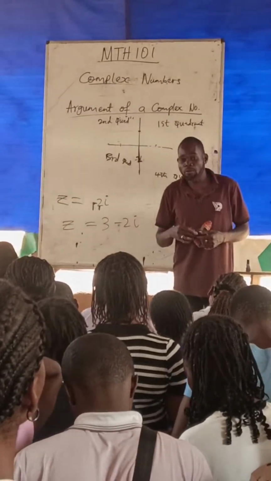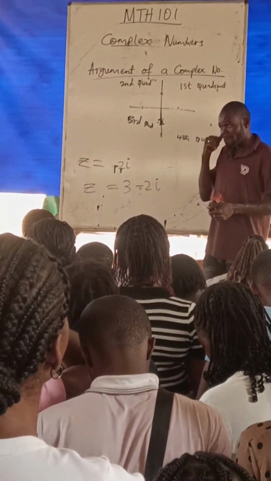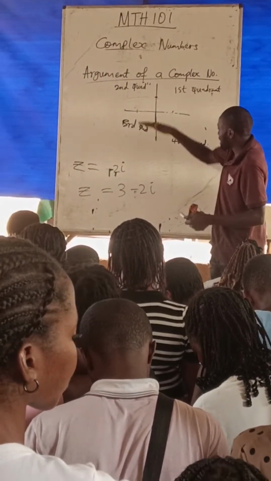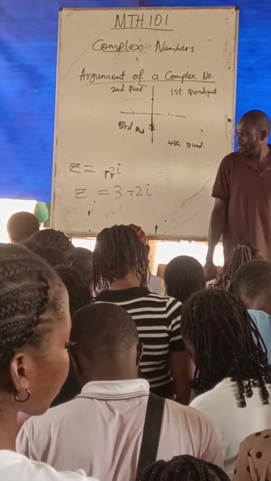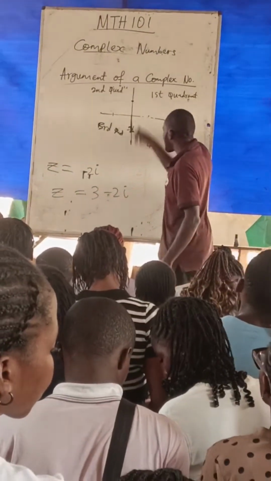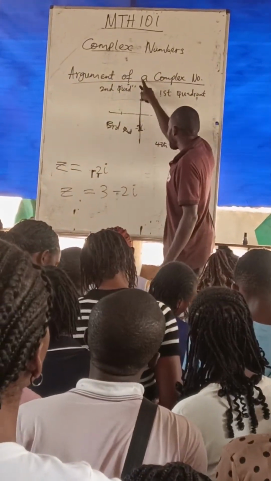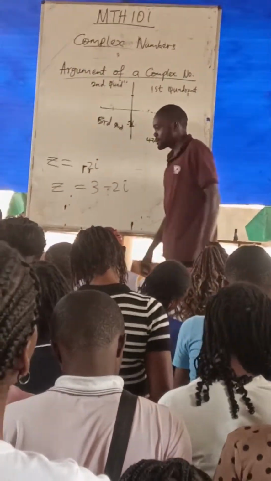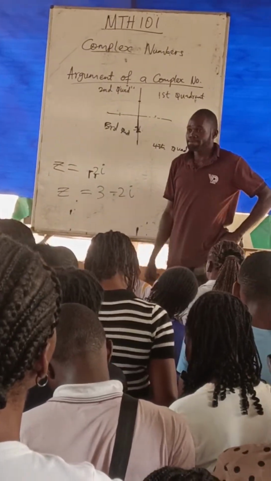This is the type of complex number I call quadrantals. It's a quadrantal complex number. It is lying on the line. It's a quadrantal complex number. It doesn't belong to any quadrant, it's lying on the border. It is just lying across the border. The name is quadrantal. Yes?